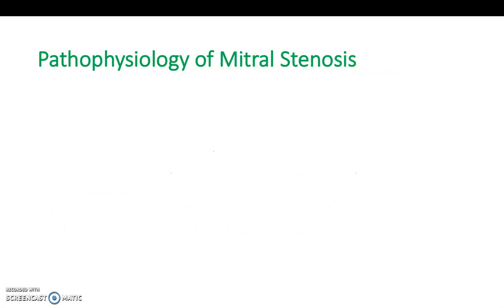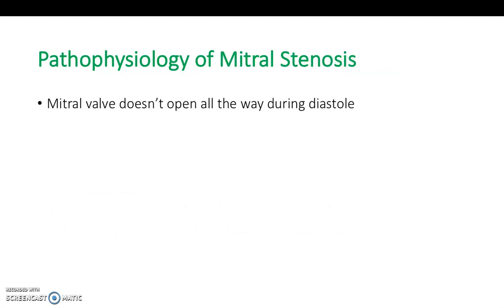Mitral stenosis. So during systole, the valve closes, and during diastole, the valve opens. And if the valve does not open all the way during diastole, it's known as mitral stenosis, as the left ventricle is not filled with as much blood. So it's most often caused by chronic rheumatic fever.